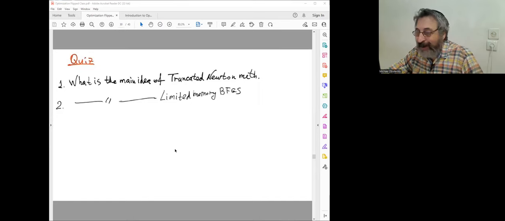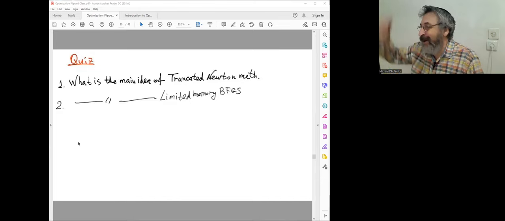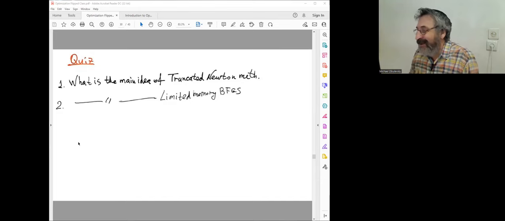Today we will be talking about truncated Newton method and quasi-Newton BFGS and limited-memory BFGS. And this is the quiz. It's relatively long, but the good thing is that those are questions from my exam list, so it's good for you to be acquainted with them.